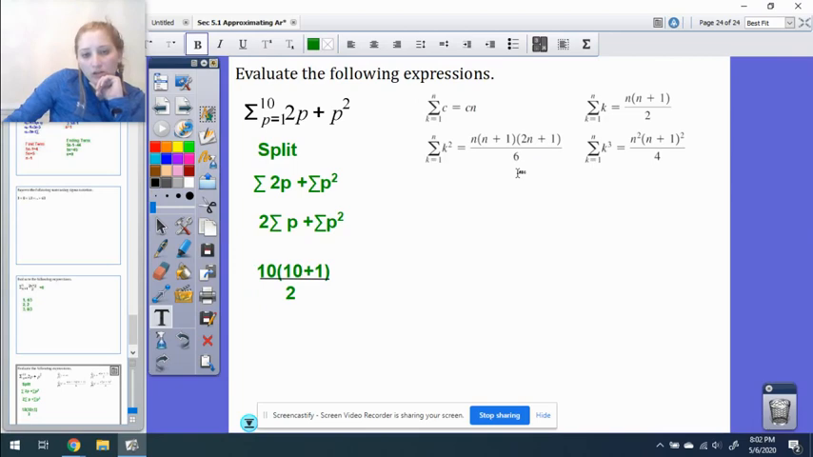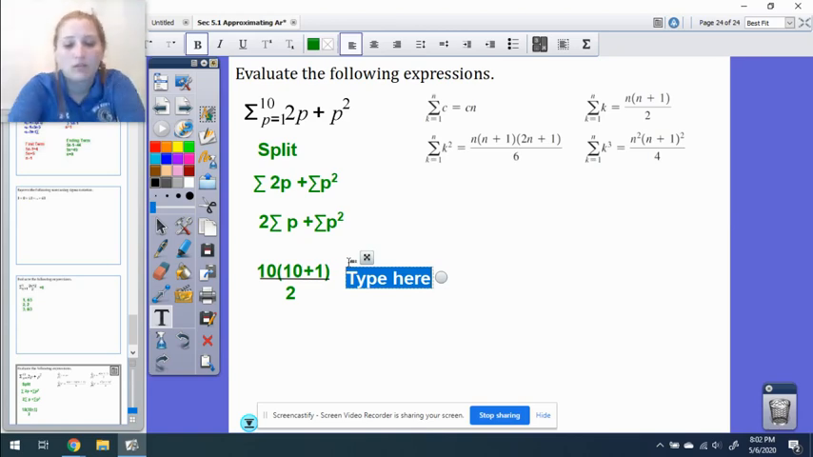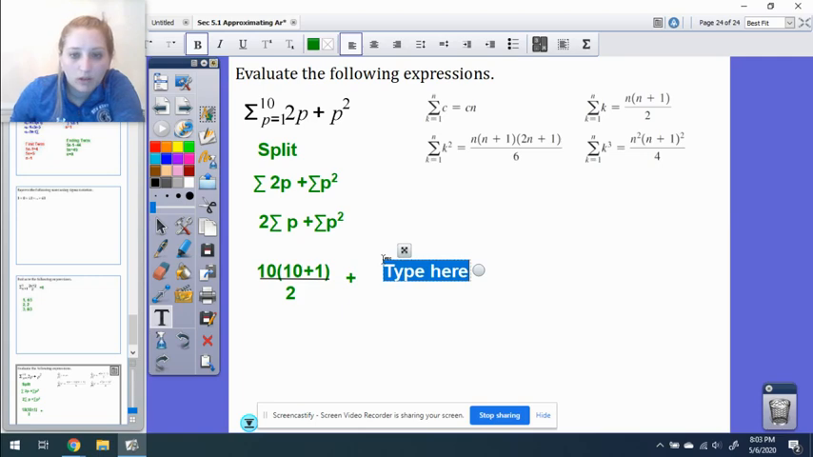All right, and then the other one is p squared. So it's essentially like me having k squared. So we're going to say plus, and then I'll write over here. So we have 10 times 10 plus 1 times 2 times 10 plus 1, all divided by 6.